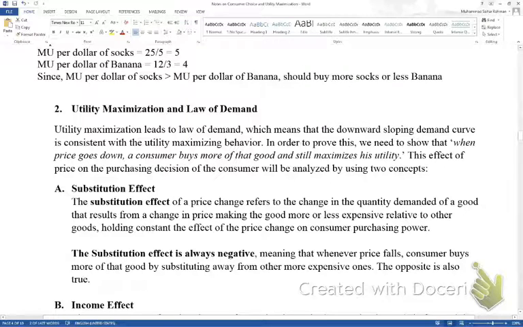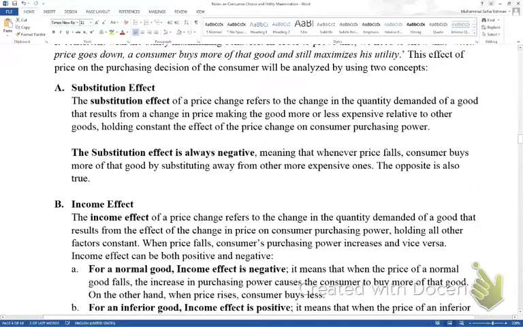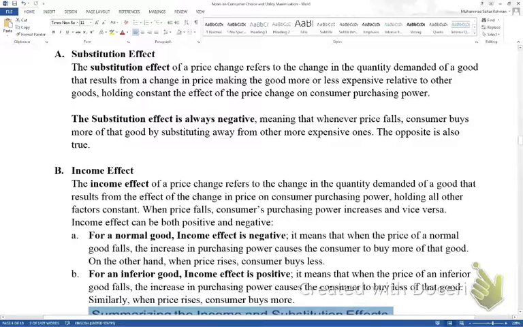We can show that by the use of two very important concepts. The first one is called the substitution effect. The substitution effect talks about how the consumer responds to a change in price. The substitution effect of a price change refers to the change in the quantity demanded of a good that results from a change in price, making the good more or less expensive relative to the other goods, holding constant the effect of the price change on consumer purchasing power.